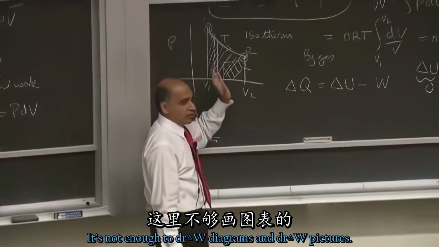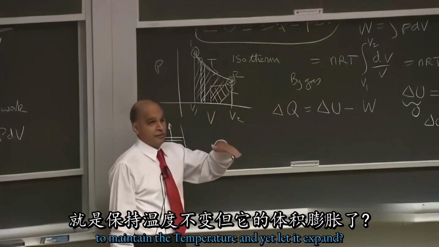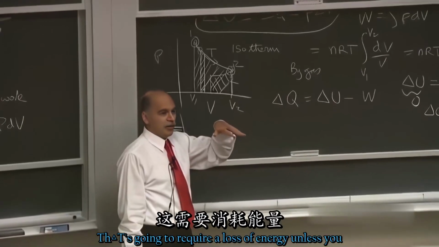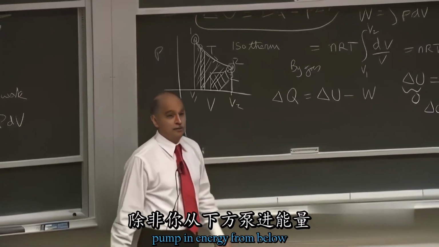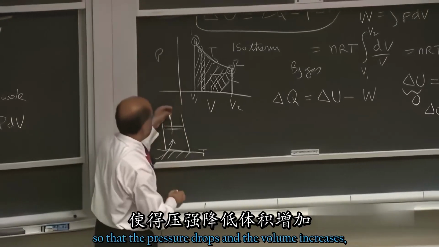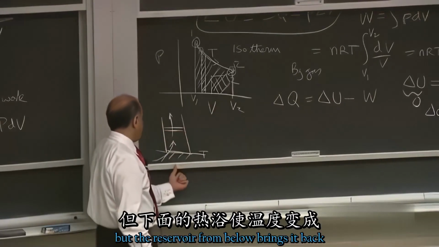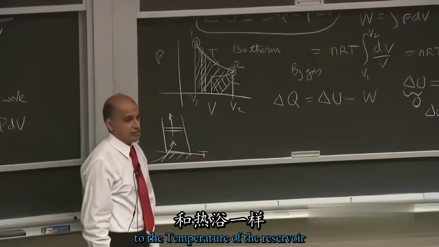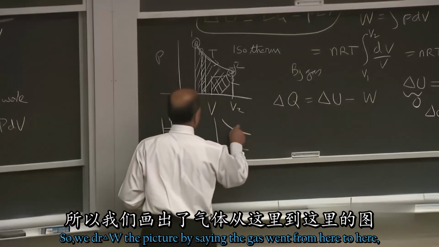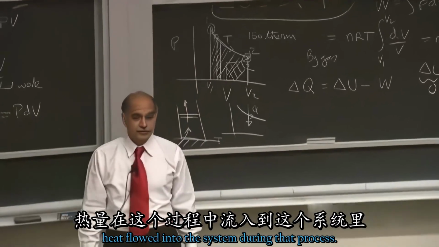It's not enough to draw diagrams and draw pictures. What did I do to the cylinder to maintain the temperature and yet let it expand? Expansion is going to demand work on part of the gas. That's going to require loss of energy unless you pump in energy from below. So what I've done is that I take grain after grain so that the pressure drops and the volume increases. But the slight expansion would have cooled it slightly, but the reservoir from below brings it back to the temperature of the reservoir. So you prop it up in temperature. So we draw the picture by saying the gas went from here to here, and we usually draw a picture like this and say heat flowed into the system during that process.